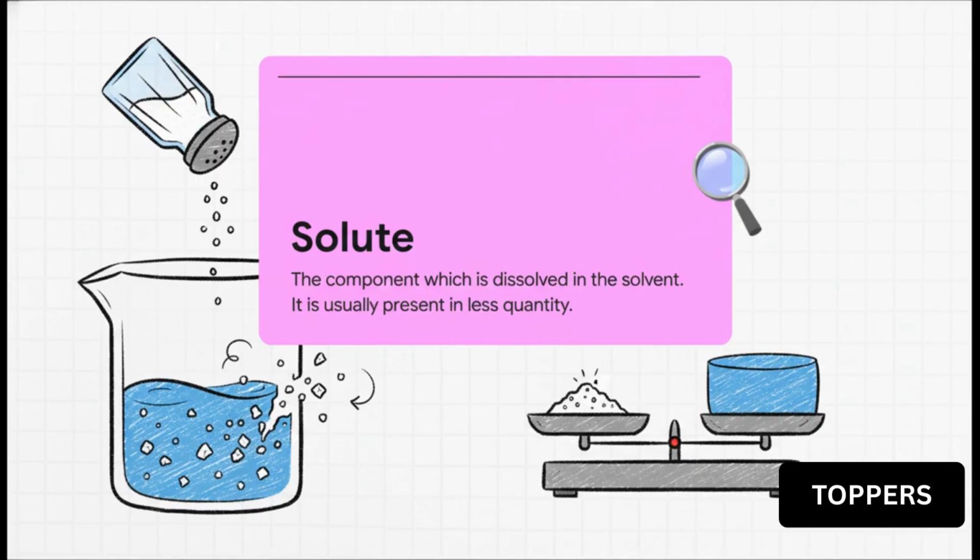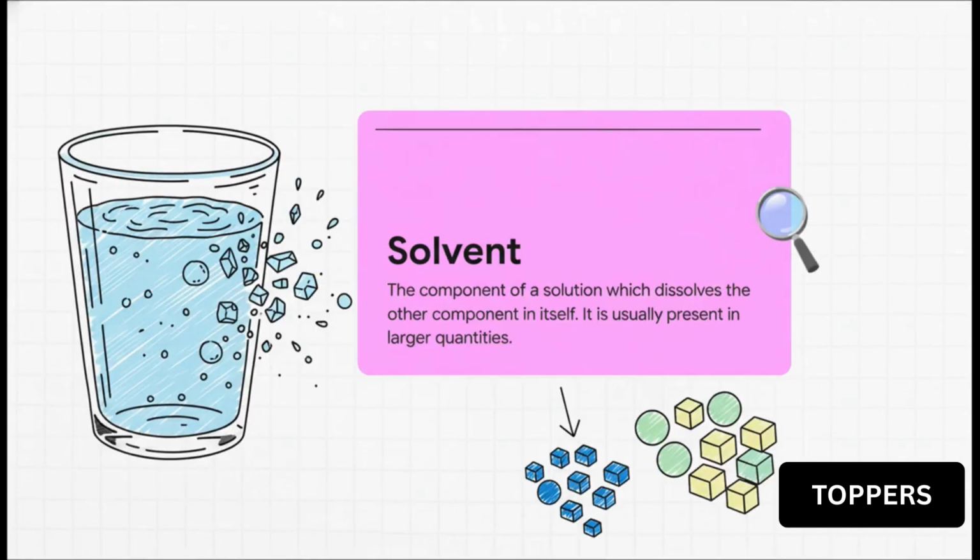And here's a super easy way to remember it. The solute is usually the ingredient you have less of. And the second player? That's the solvent. This is the one doing all the heavy lifting. It's the substance that actually does the dissolving. So in our glass, the water is the solvent. It's the one you have more of, and its job is to break down that solute.